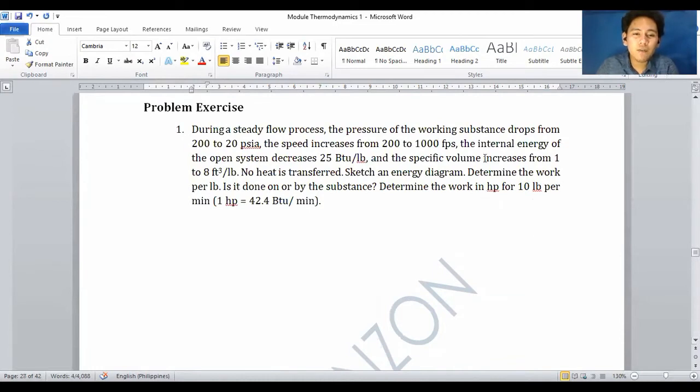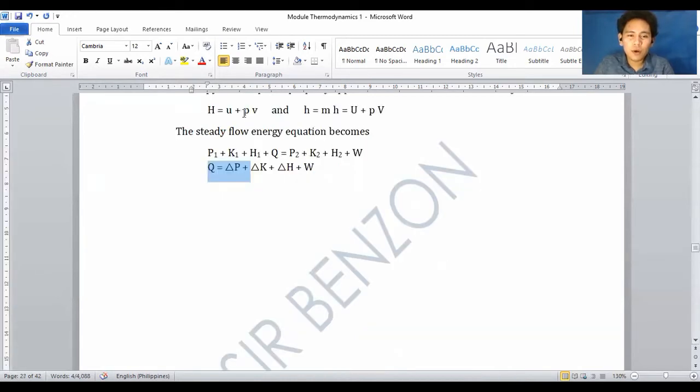Now, problem exercise. During a steady flow process, the pressure of the fluid substance drops from 200 to 20 psi, which means your P1 is 200 and your P2 is 20 psi. The speed increases from 200 to 1000 fps, which means your velocity 1 is 200 and velocity 2 is 1000 fps. Now, take note, I'm so sorry for this. Enthalpy is defined by pressure and volume, not velocity. Pressure and volume.